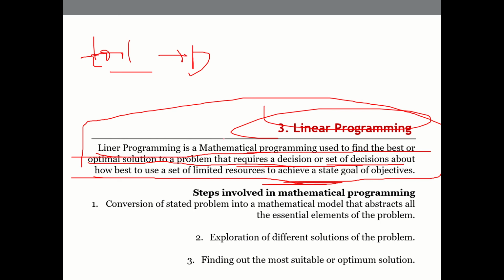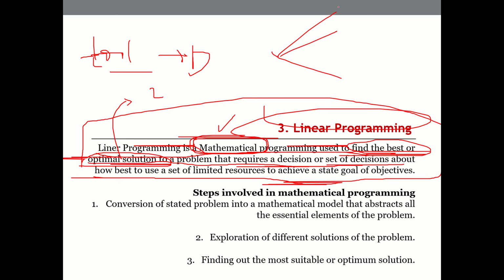There are 2-3 keywords that you can see here. One is, this is a mathematical model. It has a strong mathematical base for coming out with an optimal solution. The second one is that it is used to find the best or optimal solution. There are so many possibilities of achieving the same result, but what is the best result and what is the optimal result, that we should know.